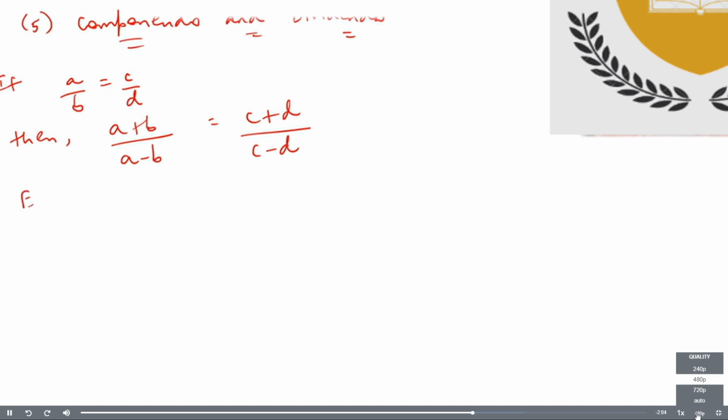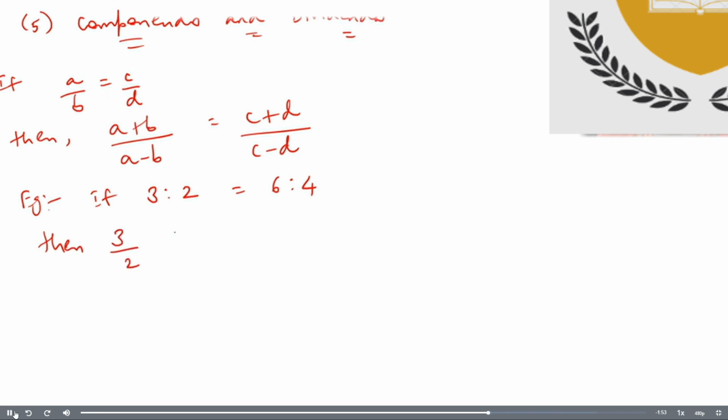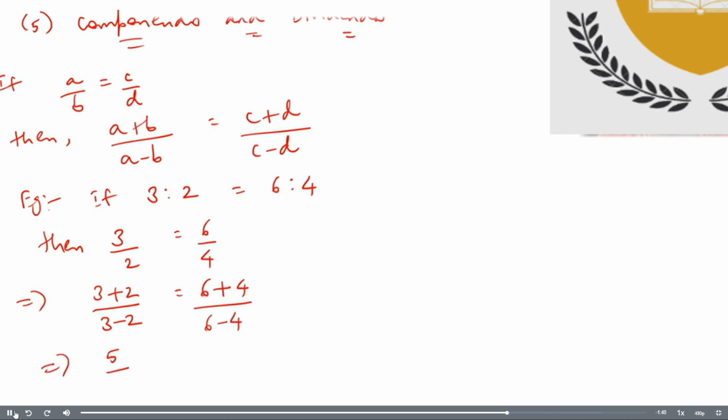Okay, let me take you through one example. If 3 is to 2 is equal to 6 is to 4, then 3 by 2 is equal to 6 by 4. 3 plus 2 by 3 minus 2 is equal to 6 plus 4 by 6 minus 4. 5 by 1 is equal to 10 by 2. This is componendo and dividendo.